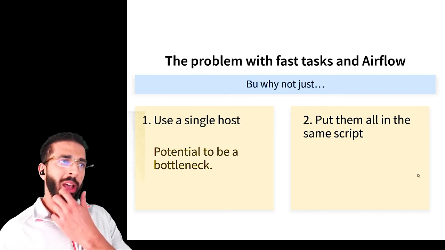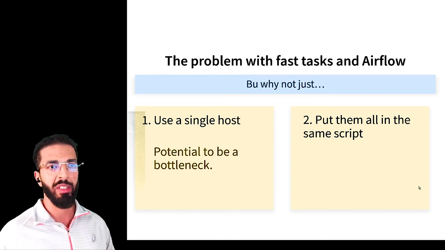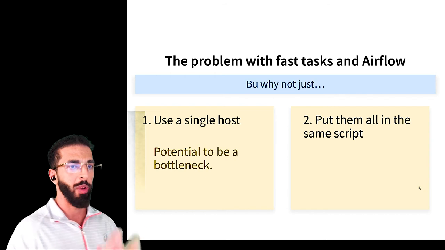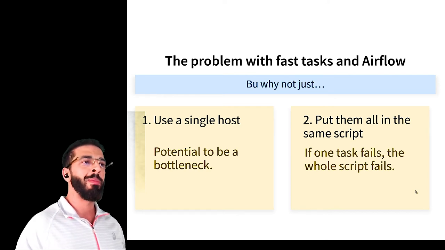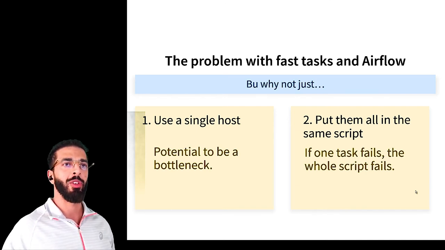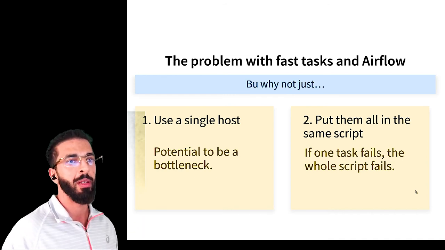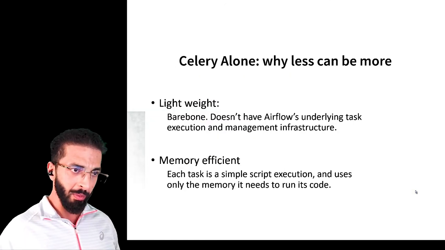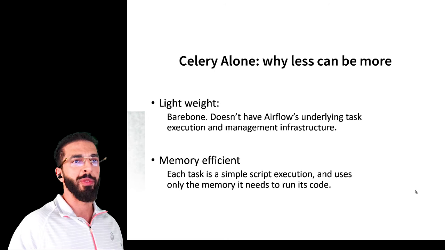Okay, then you might wonder, well, why not just take all the tasks that are running sequentially and put them in the same script? That should at least cut down on the number of intervals between tasks. That's actually a fantastic idea, but there are many scenarios where we can't do that. For example, when you have a task that you want to run even if the previous task has failed. If all tasks are running in the same script and a single task fails, then so does the whole script, and we don't want that.